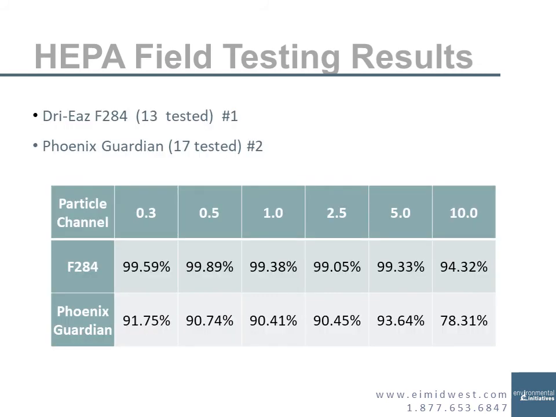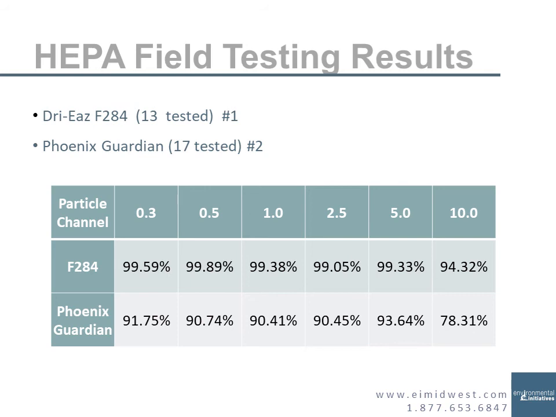All right, so when we look at HEPA field testing results, and we looked at many different models, obviously just randomly, there was maybe a dozen or so models that we saw. And by far, 2 models were heads and tails better than the rest. One of the best was the Dry Ease F284. We tested 13 of them. And the Phoenix Guardian, we tested 17 of them.